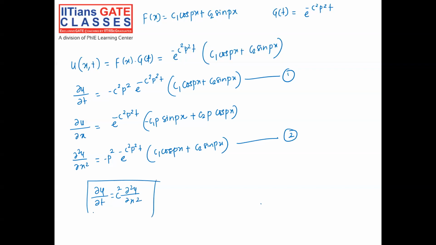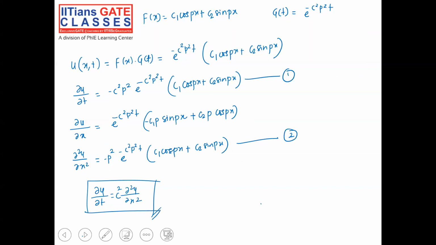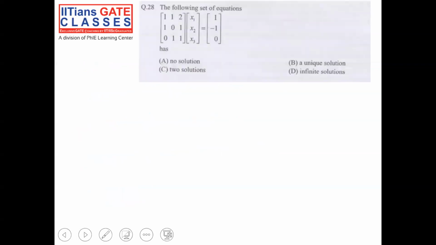So let's look for this option. Yeah, so option B is correct in this case. Okay, this was a little big compared to others. Coming towards the next question. This is from linear algebra, where they are asking us the solution of the set of simultaneous equations which are already given.